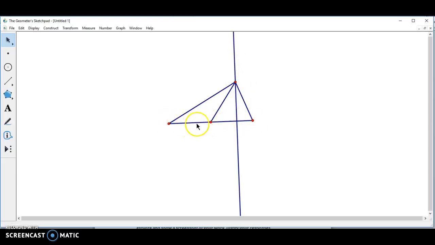So each of these bases is the same. This is perpendicular height, so it's the same. So half the base times the height. Each of these two triangles would be equal in area.